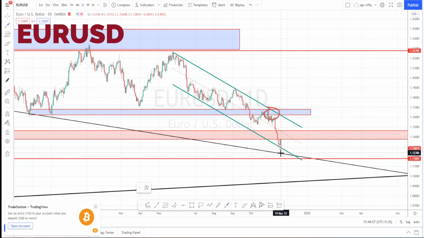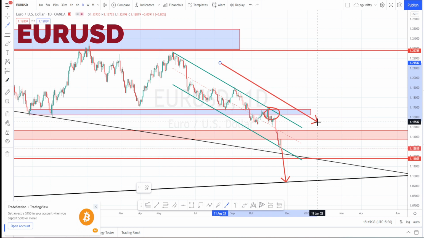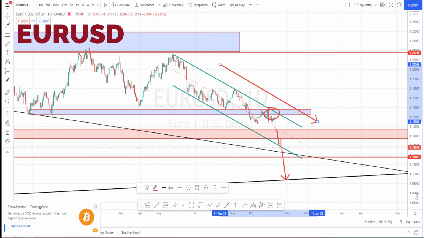I'm expecting it to take support over here and again go back and test this resistance level over here, again continue its downtrend. So as long as the downtrend is still there, we can expect a further fall to continue. So overall in daily time frame also, the present price action of Euro USD currency pair is on a bearish side. I am expecting the bearish trend to continue.